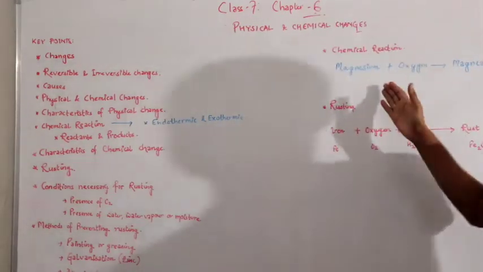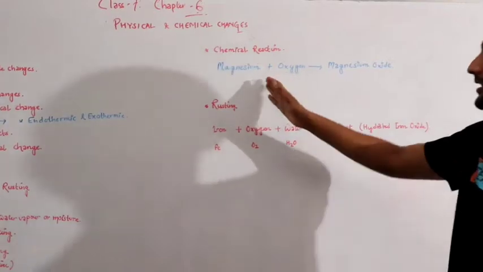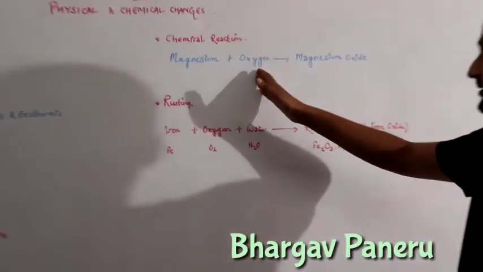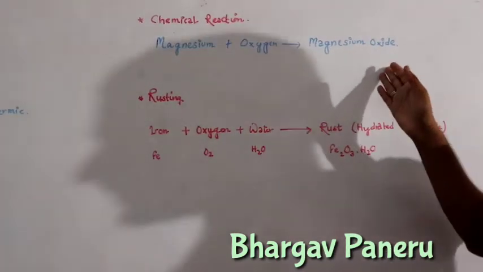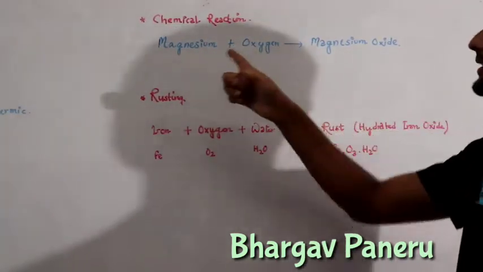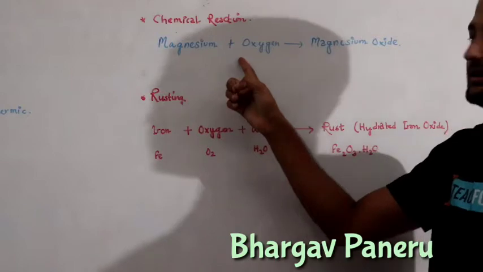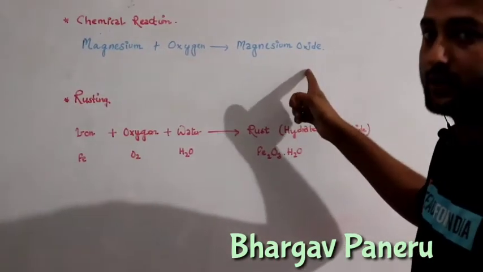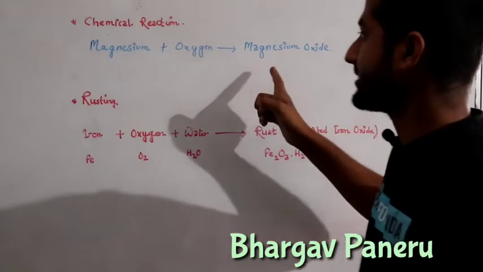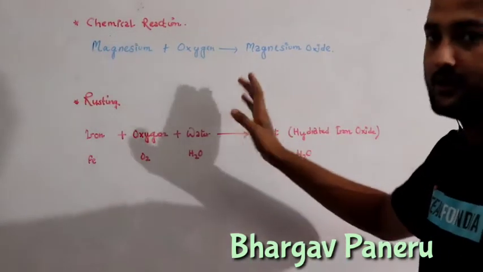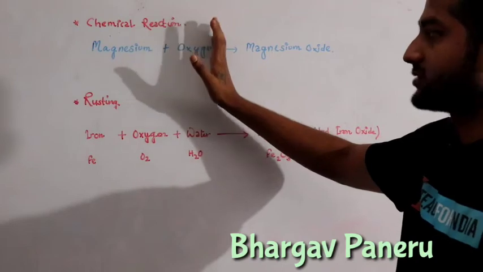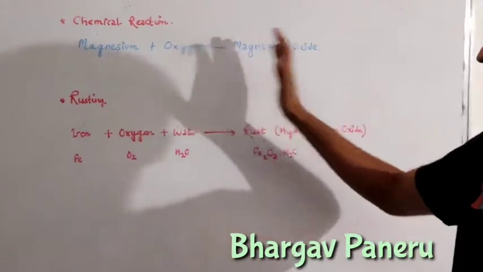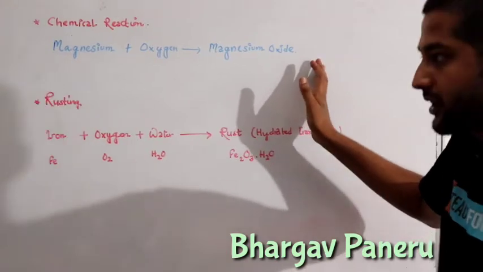So here, as you can see in the chemical reaction, magnesium burns in the presence of oxygen to give magnesium oxide. So the magnesium and oxygen are known as the reactants, and the magnesium oxide is the product. You can also say that in a chemical reaction, the substances present on the left hand side are known as the reactants, and those present on the right hand side are known as the products.